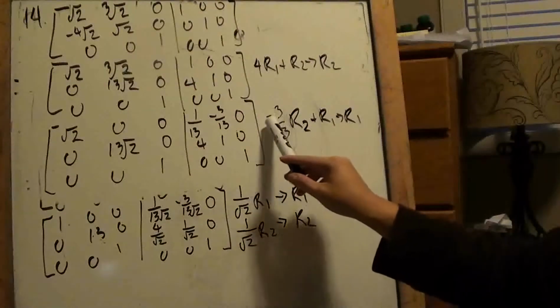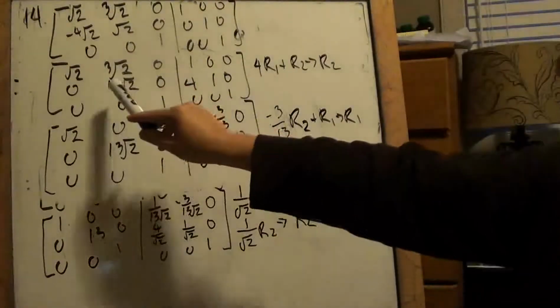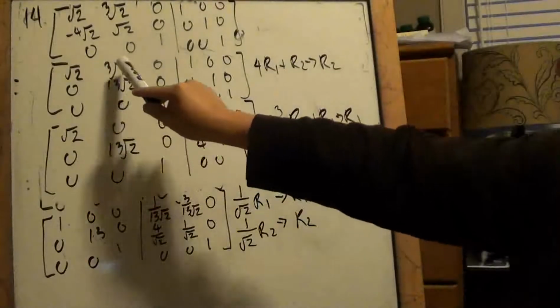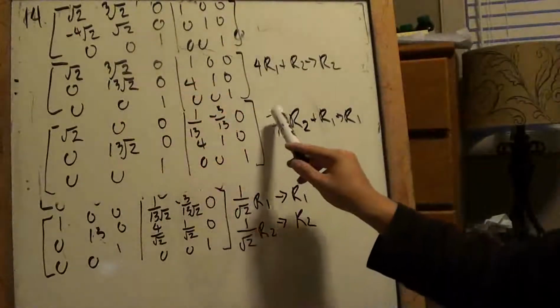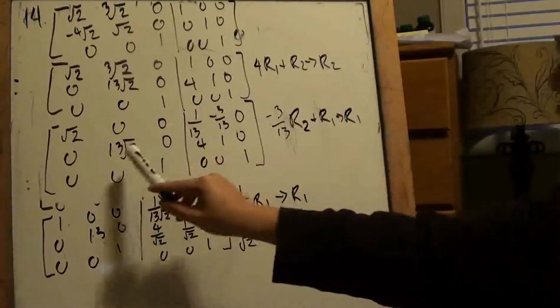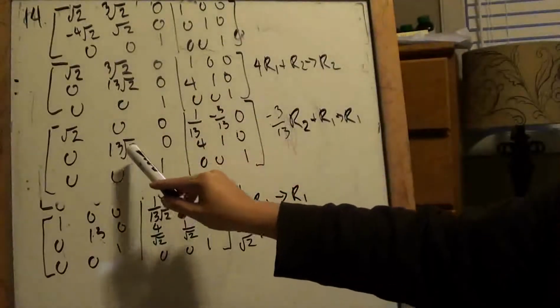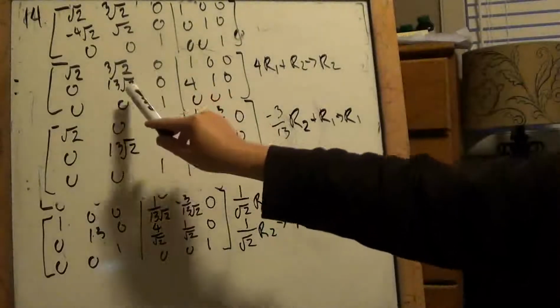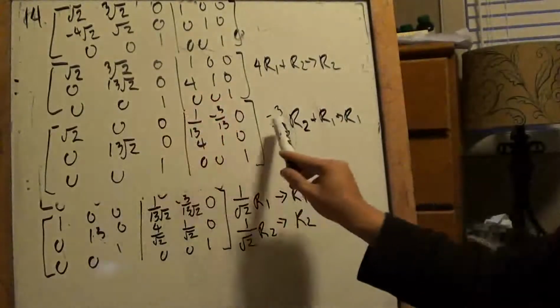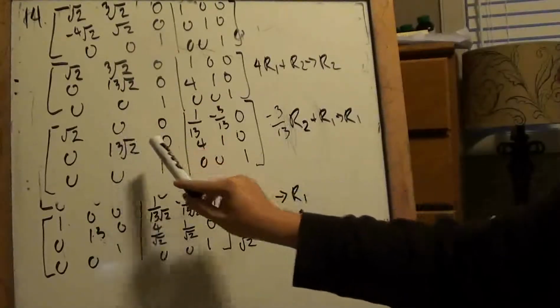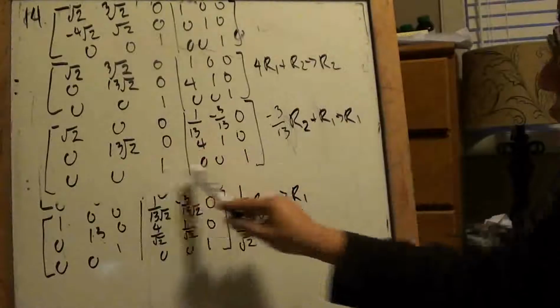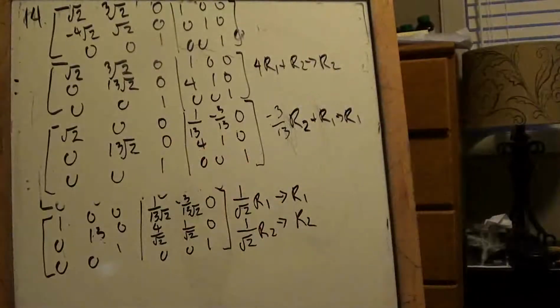So divide by 13 and times it by negative 3, which will give you negative 3 square root 2. These two will cancel out through addition, right? So this is what I did. Negative 3 divided by 13 times second row, and add it to the first row. So if I times this number with this, it will give me negative 3 square root 2, cancels out. 0 doesn't really affect anything. Haven't touched the third row, so it stays the same.